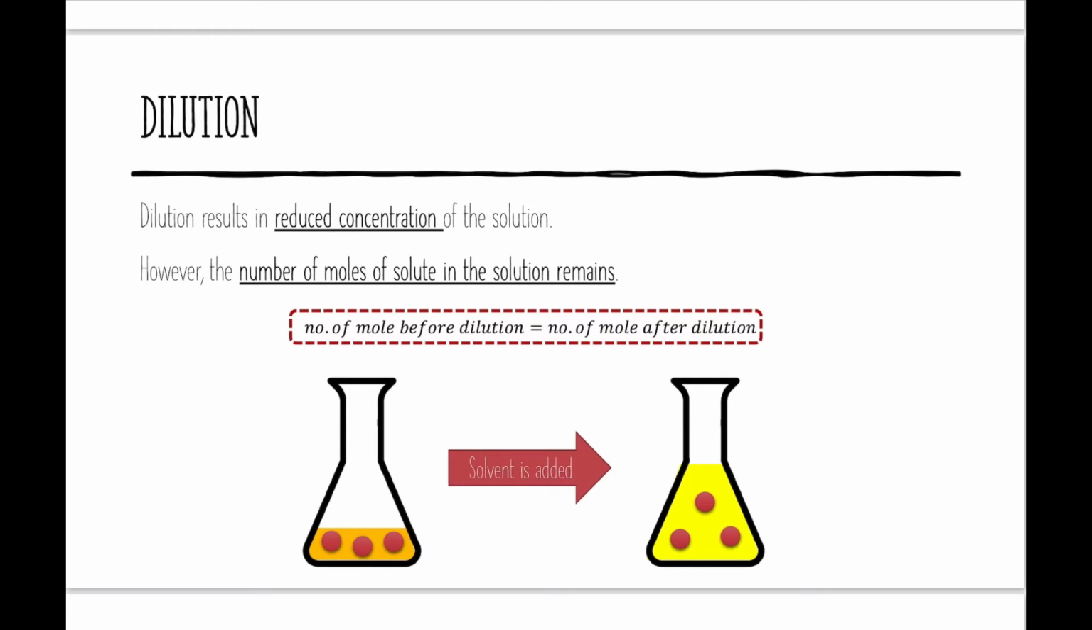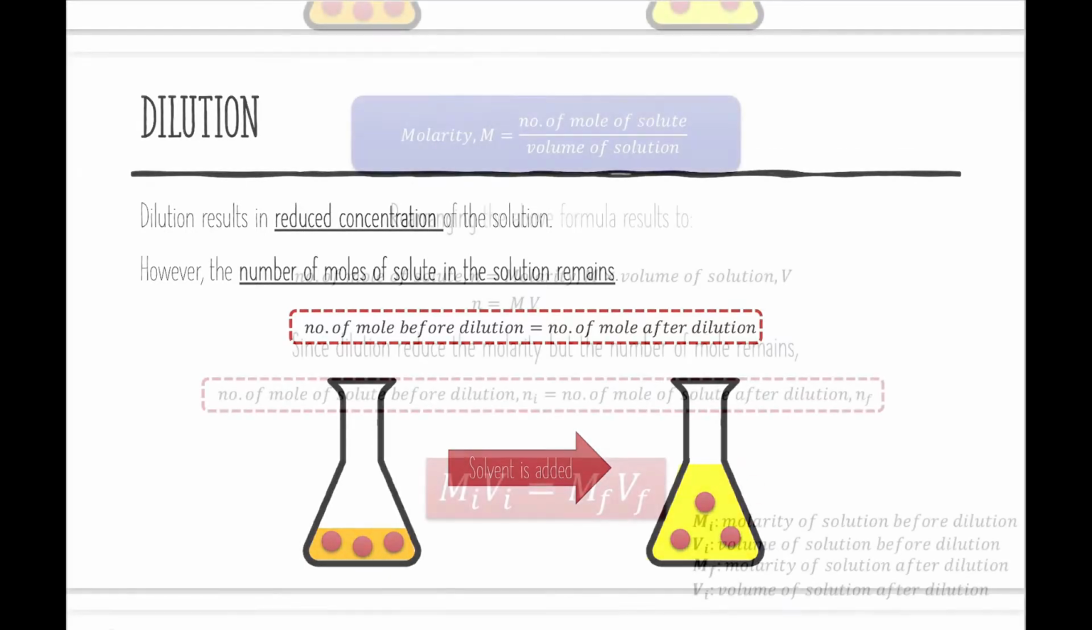Therefore, the 3 moles of the particles occupy a greater volume. This will reduce the concentration, but the number of moles remains the same. Because we know that concentration is equal to number of moles divided by volume of solution. When the solvent is added, the new volume of the solution is now higher than the initial volume. Therefore, the concentration is reduced, but the number of moles of solute remains.